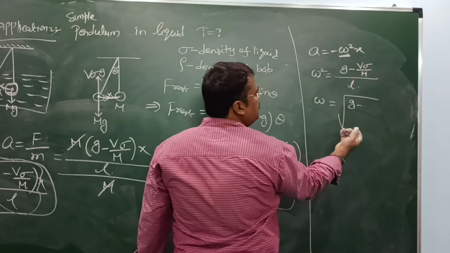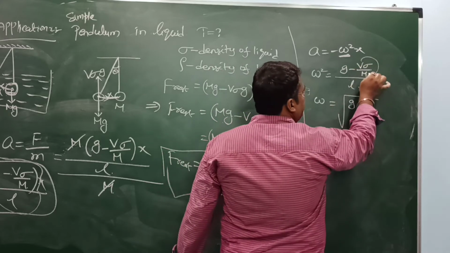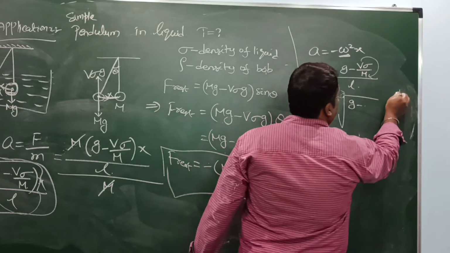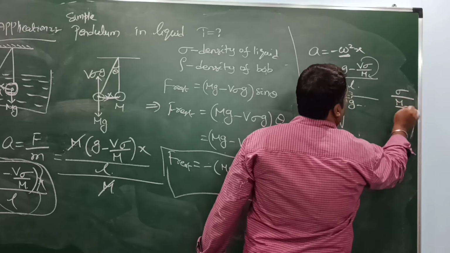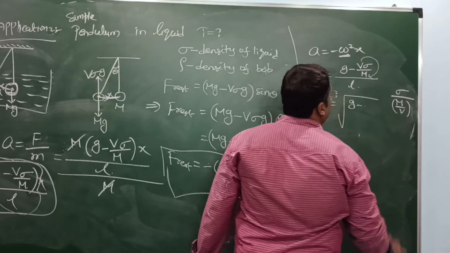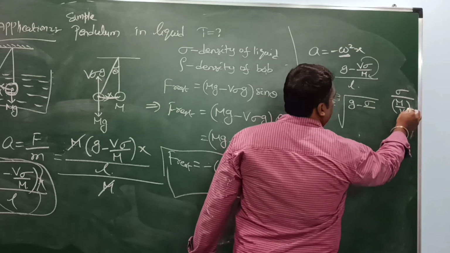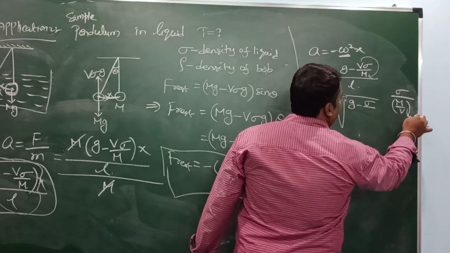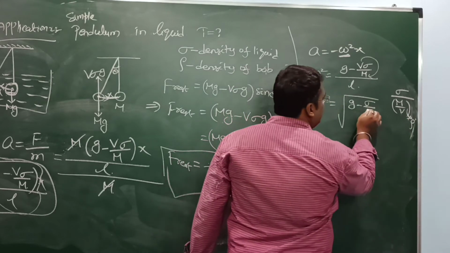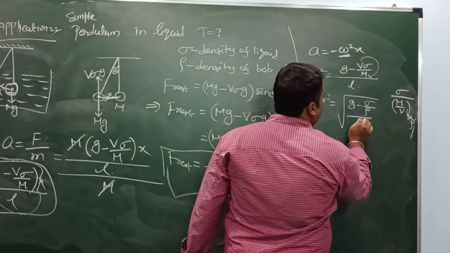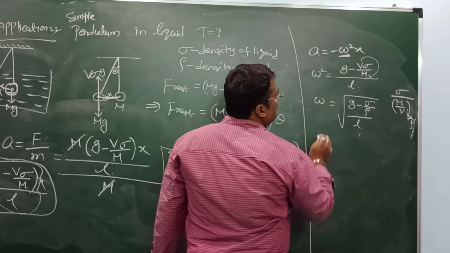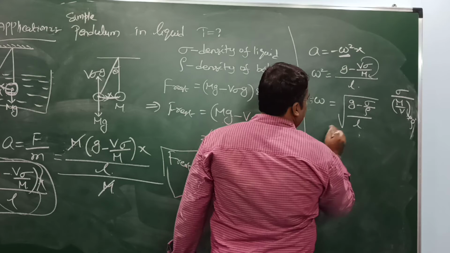Means you have to transpose this one. Mass by volume, m by V, is nothing but the density rho, the density of the ball, so we get sigma divided by rho, all divided by L. So this is the omega.